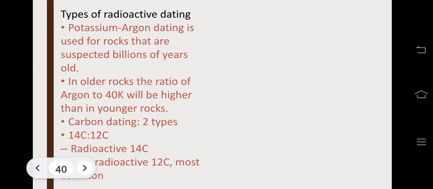Potassium-argon dating is used for rocks that are millions of years old. In older rocks, the ratio of argon to 40K will be higher than in younger rocks. Carbon dating, two types: 14C to 12C. Radioactive 14C, and non-radioactive 12C, which is most common.